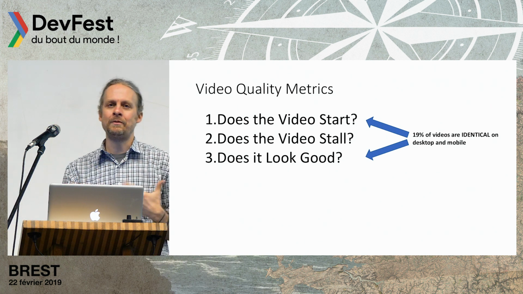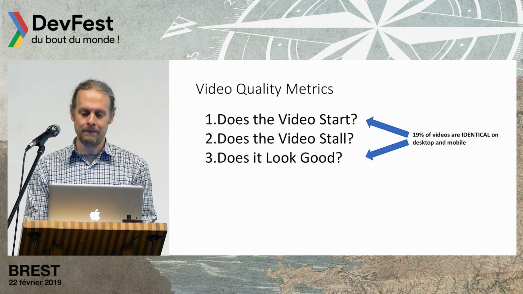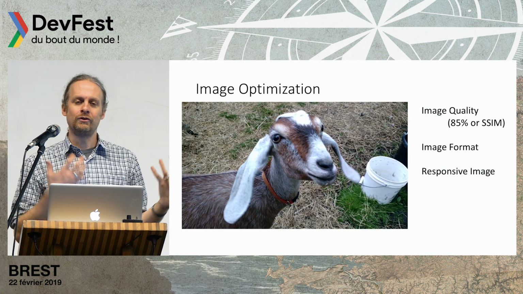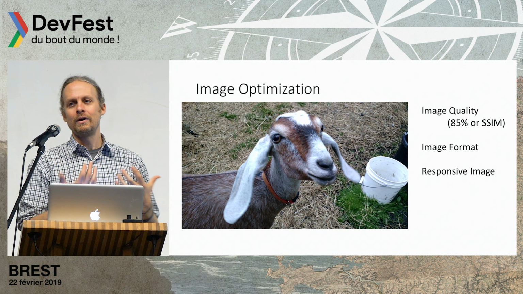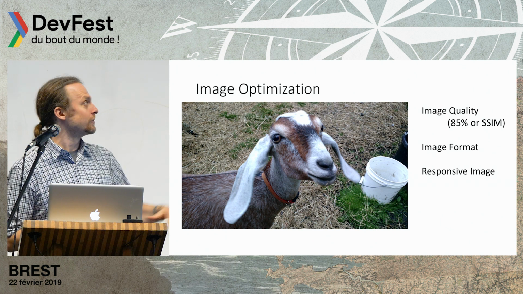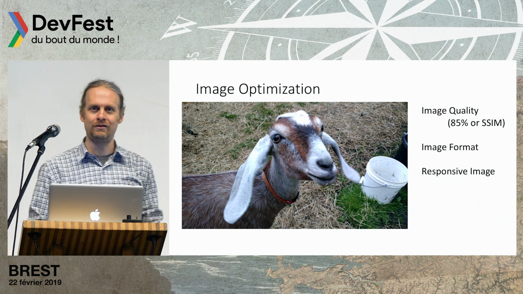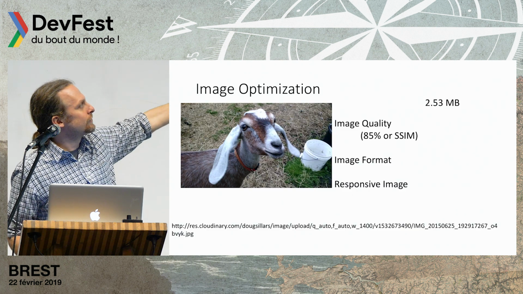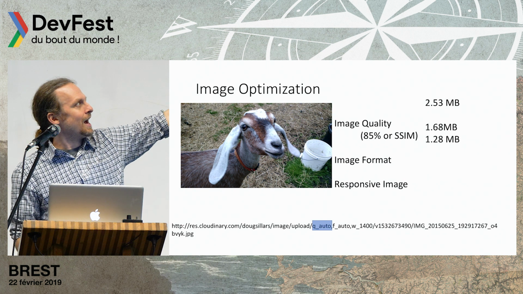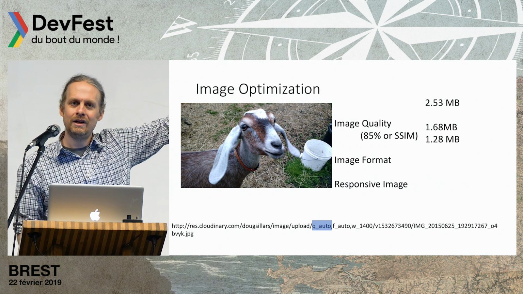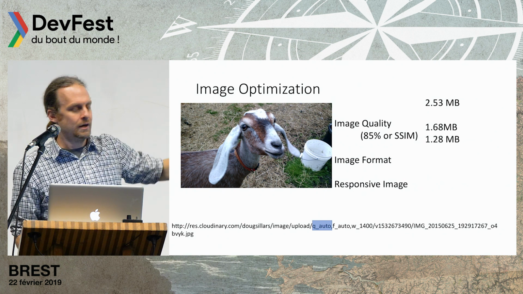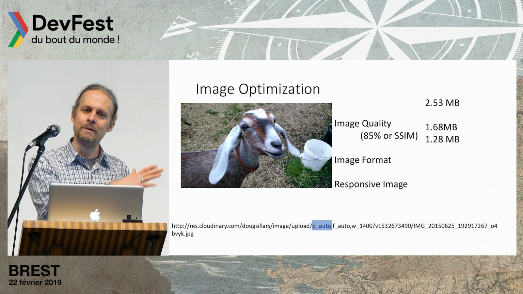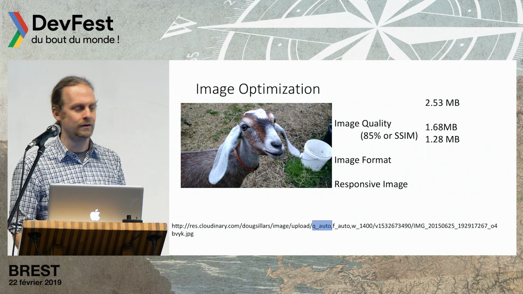So what are we going to do to optimize videos to make sure that they play quickly? When we talk about image optimization, there are a lot of pretty well-known things we can do. This is Josephine, my goat back in Seattle. If I take this image of Josephine, it started off at 2.5 megabytes. I can lower the quality of the image and it still looks good. 85% is what Google recommends. Structural similarity gets you a little bit more savings. The human eye can't tell a difference.